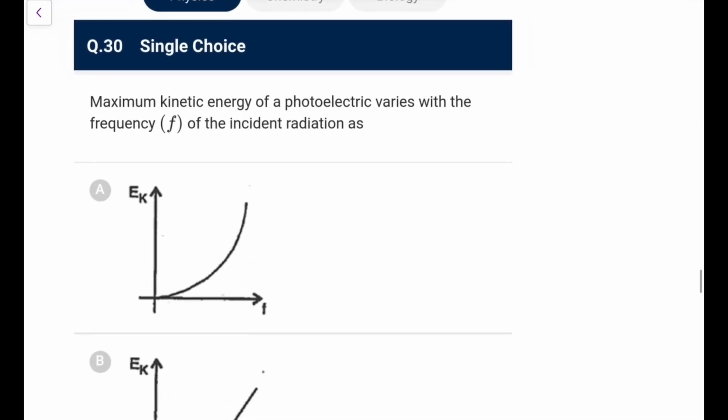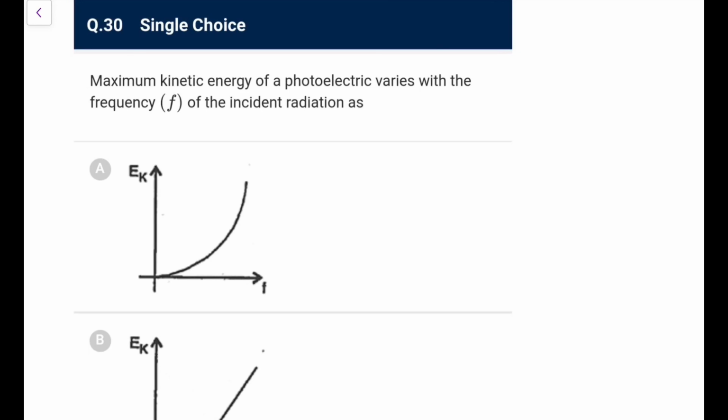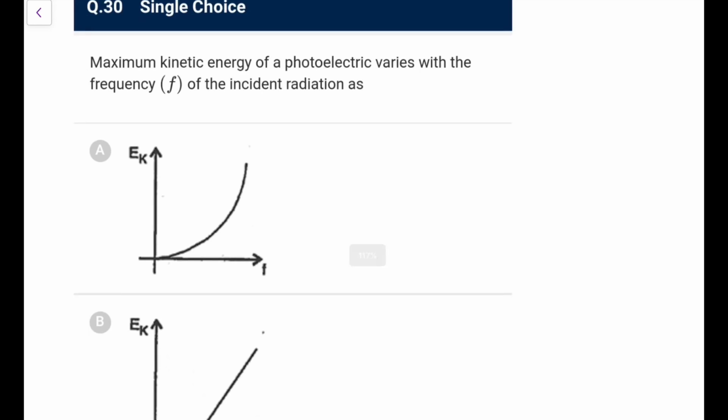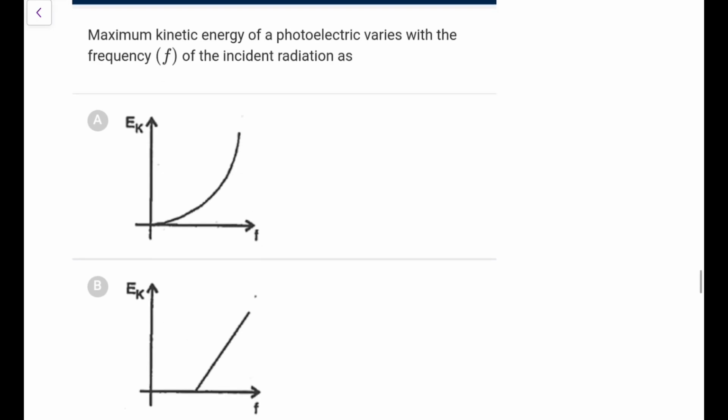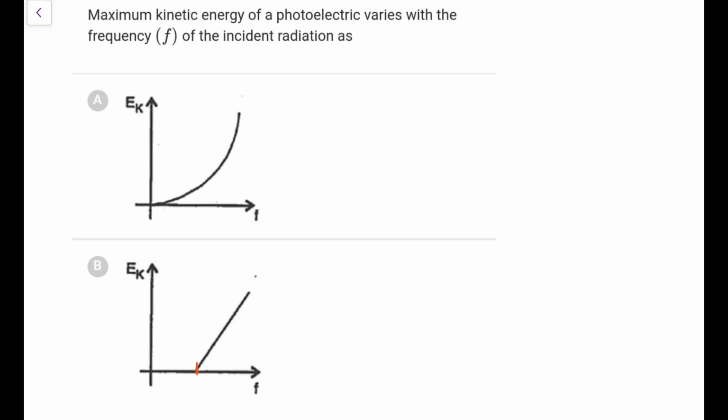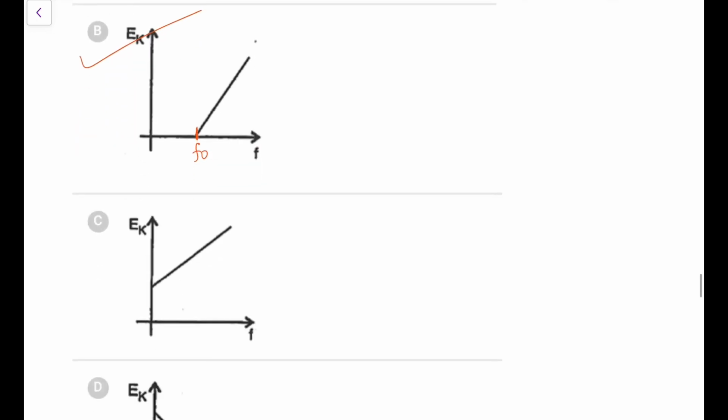Next, maximum kinetic energy of photoelectrons varies with the frequency. So directly you know it is a straight line, and below f naught it won't happen, so it would be option B here. You know this graph very much.